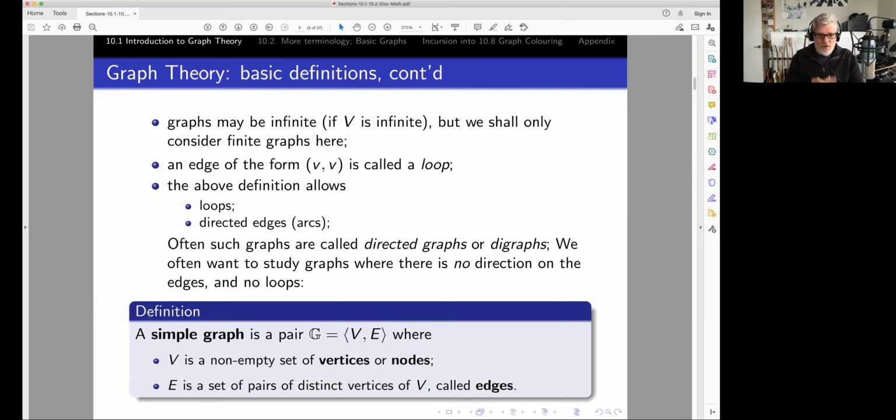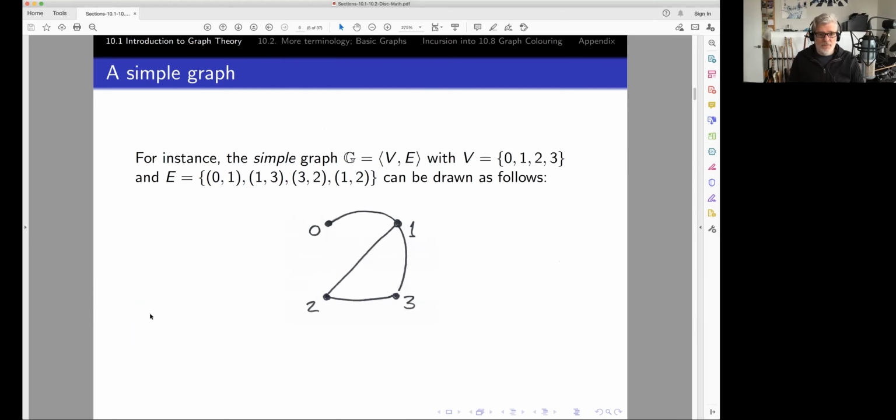So a simple graph can be defined as follows. It's a pair (V, E), where V is a set of vertices or nodes, it's non-empty, and E is a set of pairs of distinct vertices, which we call the edges, but we don't consider these as ordered, and we don't have loops. Okay, so here is a simple graph. I'm giving you the vertex set 0, 1, 2, 3, and the edge set consists of {0,1}, {1,3}, {3,2}, and {1,2}, and I can draw it as I just did.